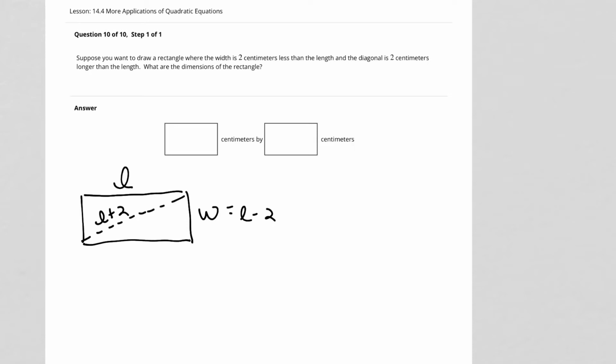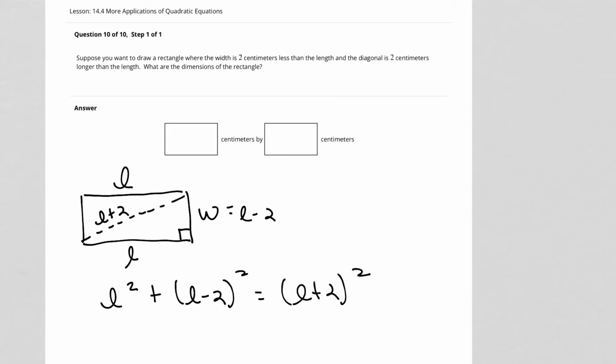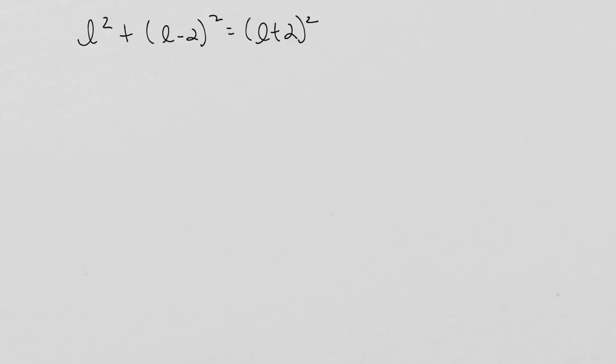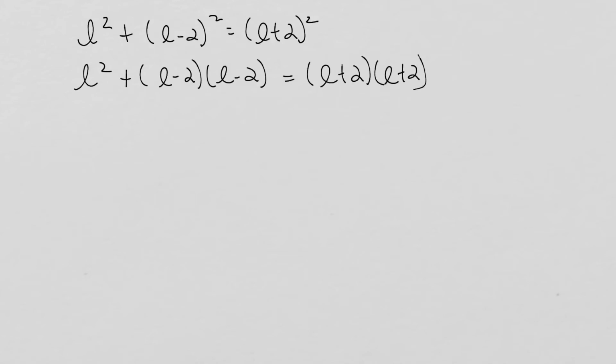And this is going to give me a right triangle, so I'm going to use the Pythagorean theorem, and that's going to be, this is also an L over here, that's going to give me L squared plus (L minus 2) squared equals (L plus 2) squared, because the diagonal is actually my hypotenuse. This is L squared plus (L minus 2) times (L minus 2) equals (L plus 2) times (L plus 2).